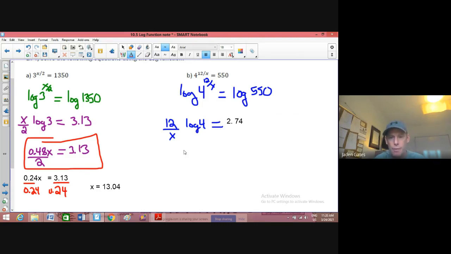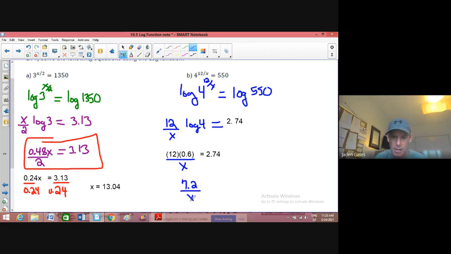All right, now the log of 4. Let's see here. So I'm going to have 12 times the log of 4, which is 0.6. All right, and that's going to equal my 2.74. Hold on here. I still got to make sure I put my x in the bottom. All right. Now I'm going to put these two numbers together. 12 times 0.6, which is 7.2 divided by x. Again, this is a spot that people struggle with. All about math.